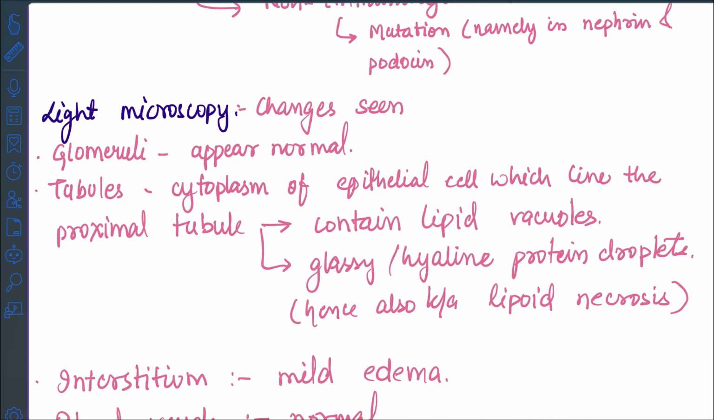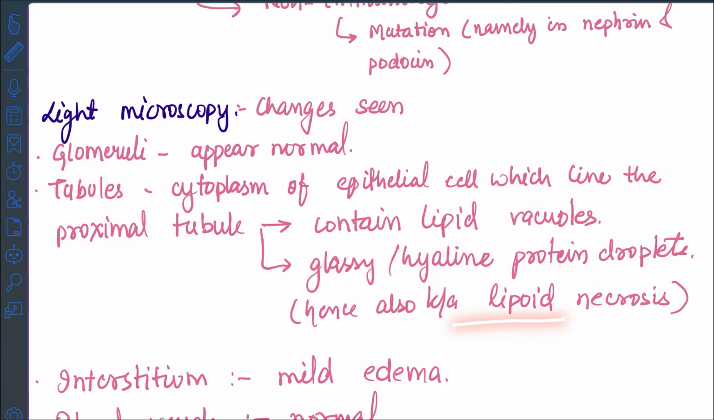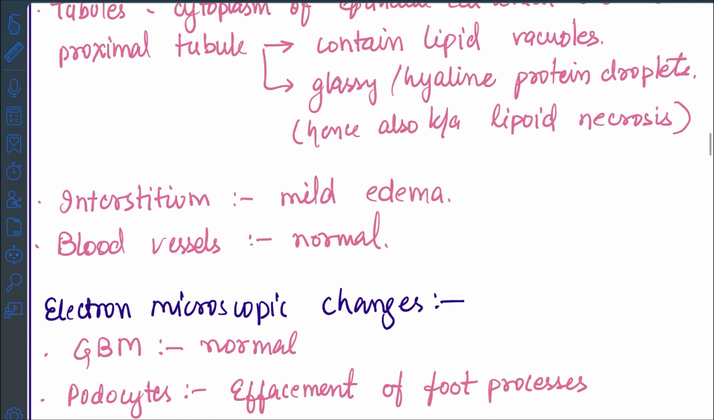What are the changes which can be seen in light microscope? As I told earlier, the glomeruli appear normal, but that doesn't mean the whole part is normal. The cytoplasm of the epithelial cells which line the proximal tubule contain lipid vacuoles. Glassy or hyaline protein droplets can be seen, that's why it is also known as lipoid nephrosis. So glomeruli have no change, but in the cytoplasm of PCT epithelial cells you can see lipid vacuoles as well as glassy or hyaline protein droplets. In the interstitium, there is mild edema and the blood vessels appear normal.